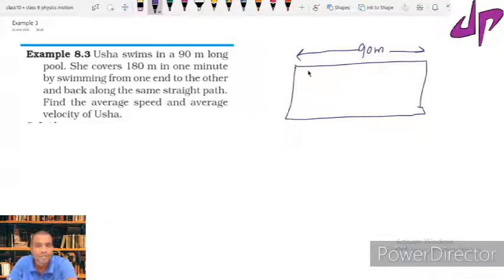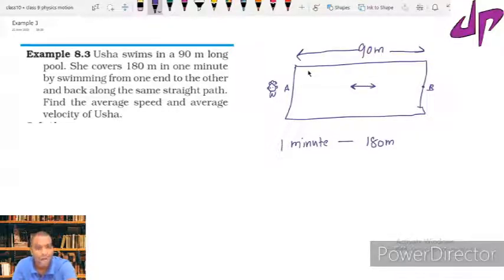Means Usha starts here at point A. Let she is Usha. Usha starts to swim at A. So she will go to the other end at B in this direction and again come back in the same straight path in the opposite direction in 1 minute. So in 1 minute she swims 180 meters back and forth.